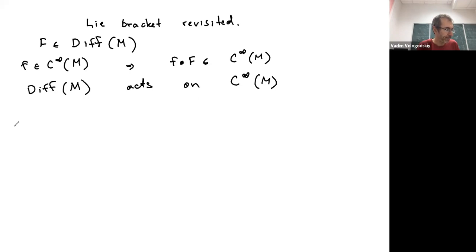So for my purposes, it's convenient for me to use this definition. So let's apply this, and assume that my F is a member of a one parameter group of diffeomorphisms generated by a vector field.